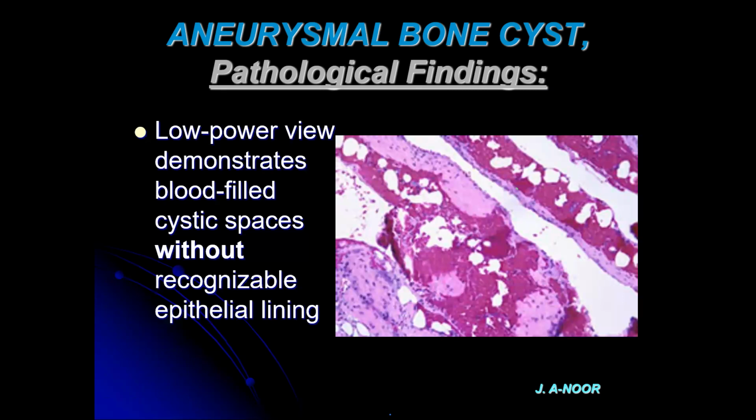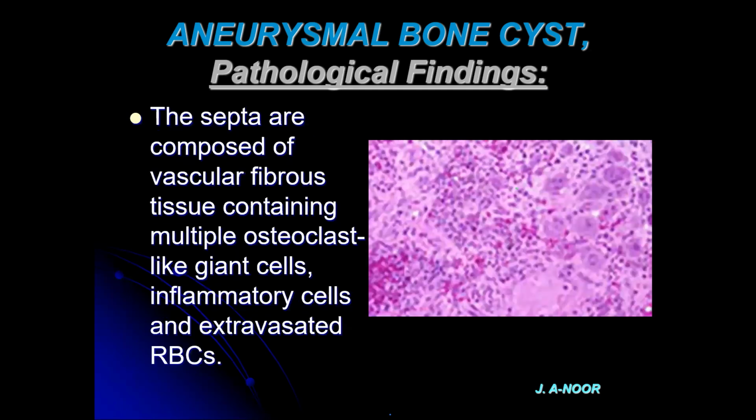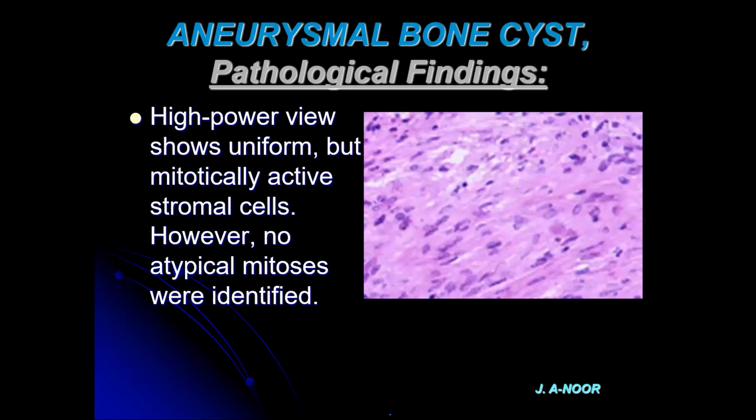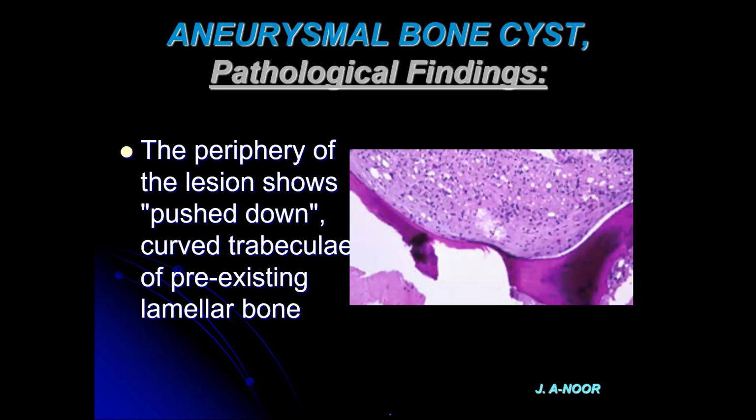What about the pathological findings? This is a low-power view demonstrating blood-filled cystic spaces without recognizable epithelial lining. The septa are composed of vascular, fibrous tissue containing multiple osteoclast-like giant cells, inflammatory cells, and extravasated red blood cells. The high-power view shows uniform but mitotically active stromal cells. However, no atypical mitoses were identified. The periphery of the lesion shows pushed down, curved trabeculae of pre-existing lamellar bone.